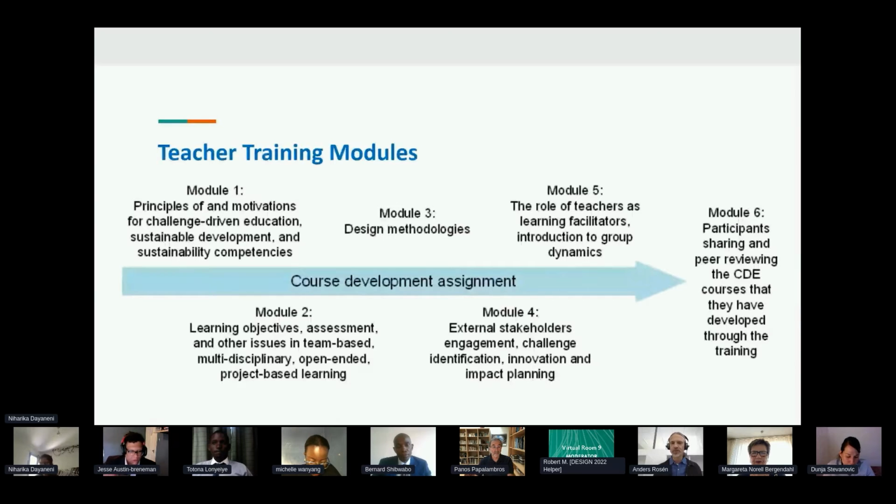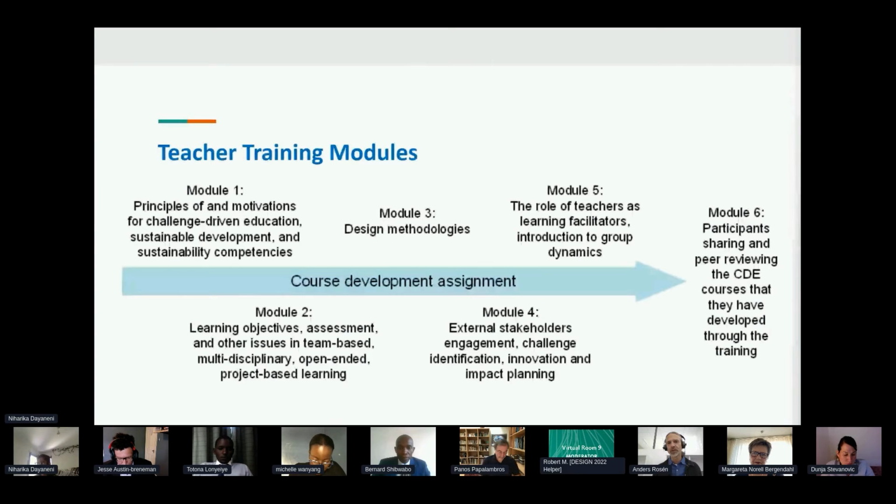Module 3 considers design methodologies. So those are the methodologies that are often used by the students in identifying societal challenges, collaborating and empathizing with various stakeholders and potential users, and driving the solution of the things that they work with. Module 4 considers the engagement of external stakeholders, and also issues around how we identify appropriate challenges for the students to work on in this kind of learning.